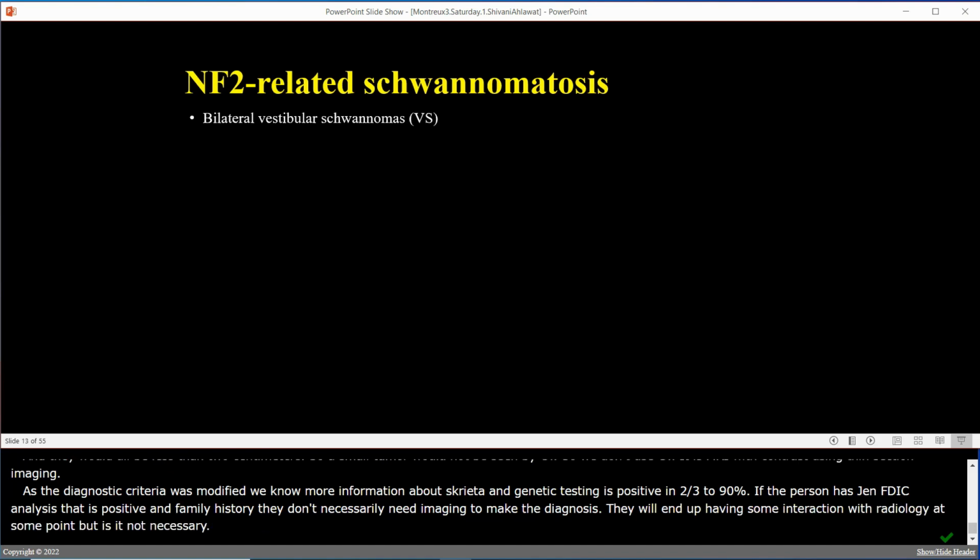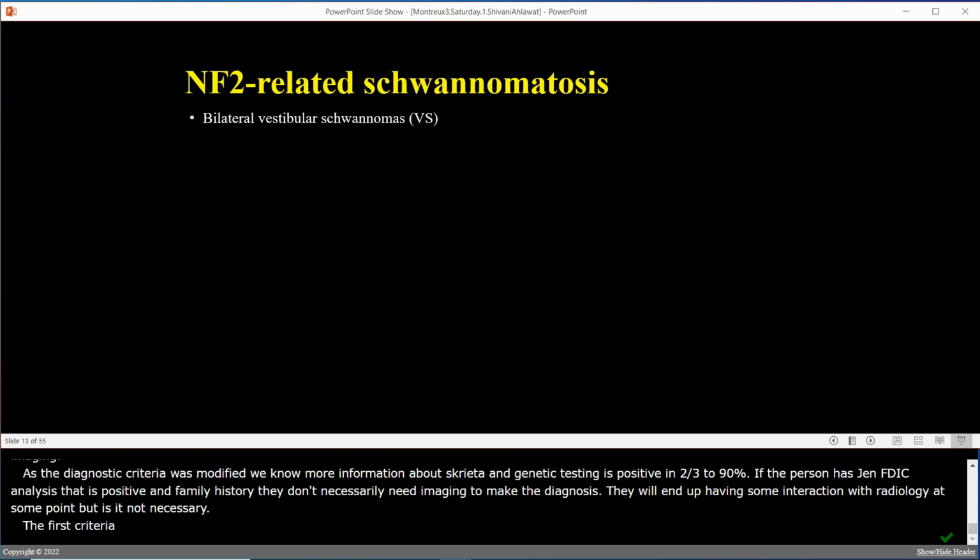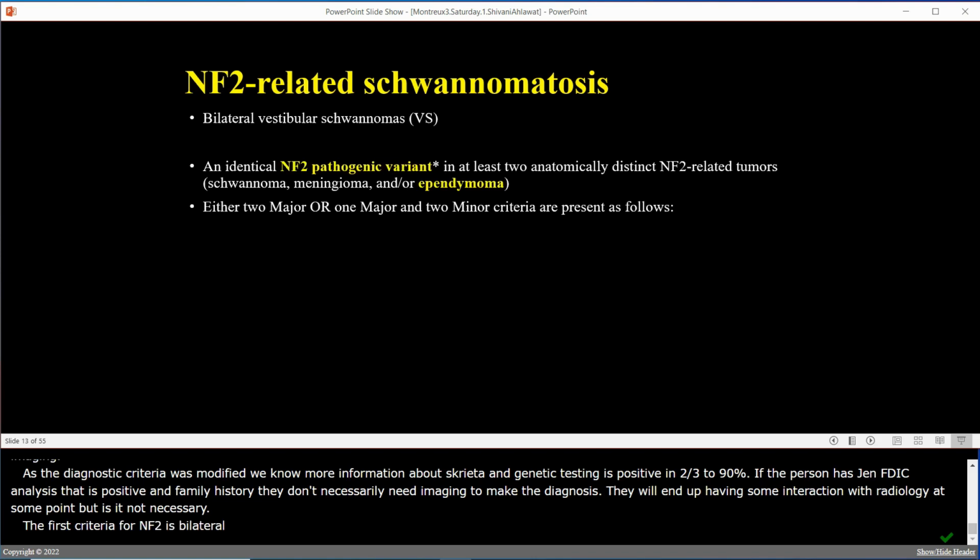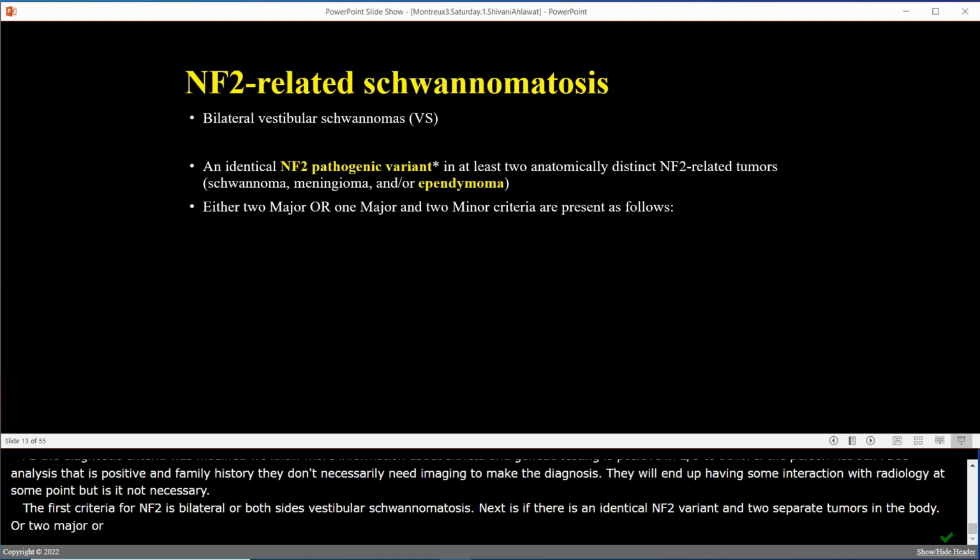So the first criterion for NF2-related schwannomatosis is bilateral, or both sides, vestibular schwannomas. Next is if there's an identical NF2 variant in at least 2 separate tumors in the body, or either two major or one major and 2 minor criteria. So I'll show you what the major criteria are.